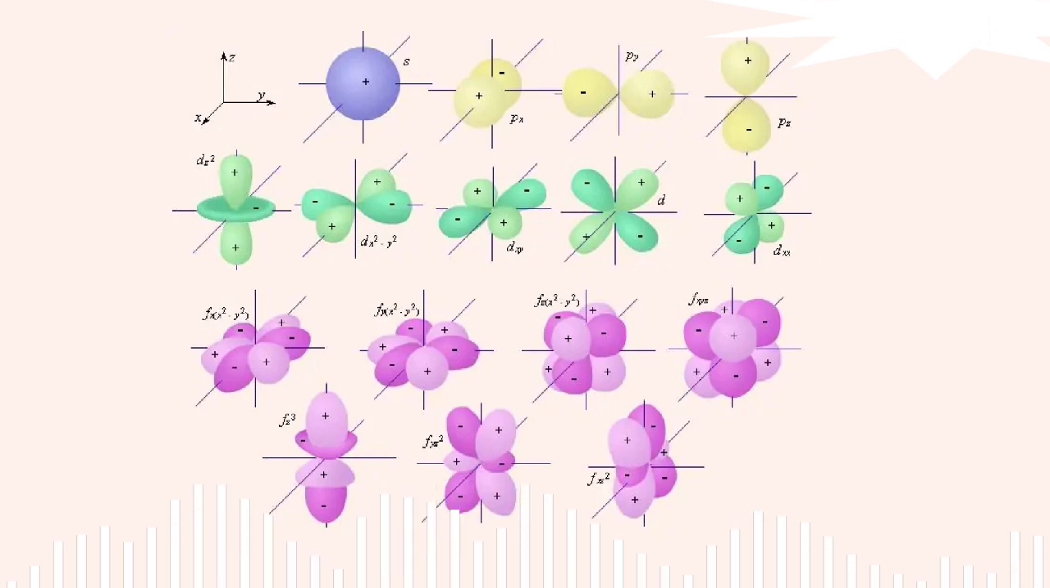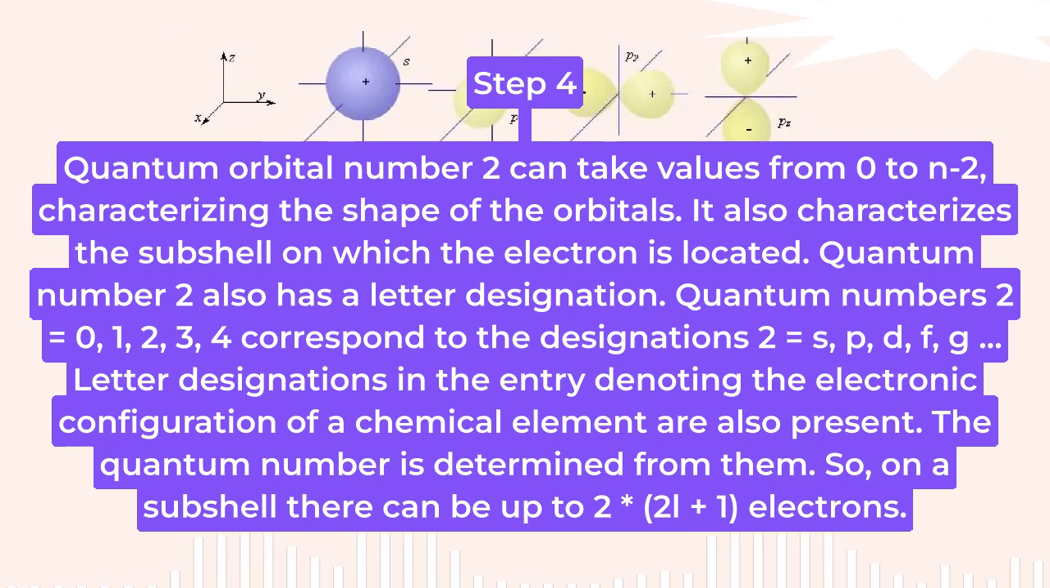The principal quantum number shows the distance from the nucleus. Step 4. The orbital quantum number l can take values from 0 to n minus 1, characterizing the shape of the orbitals. It also characterizes the subshell on which the electron is located. The orbital quantum number l also has a letter designation.